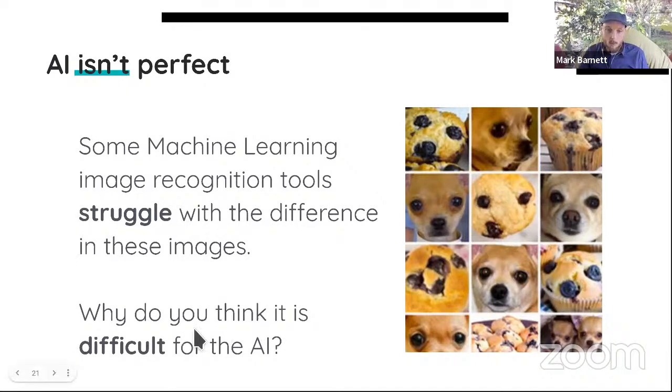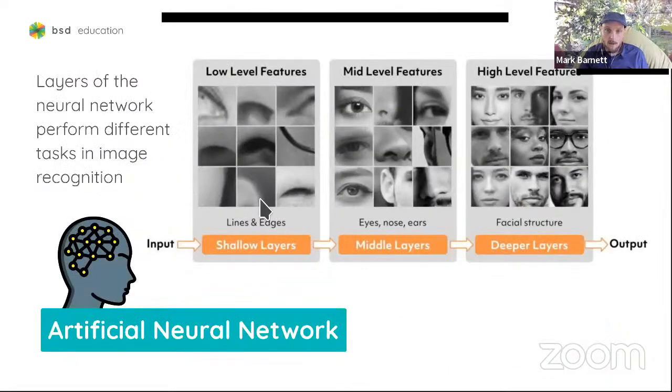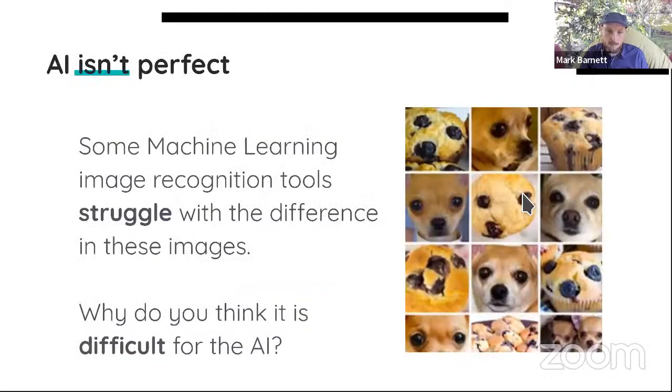So the question is, why do you think it was difficult for the AI to differentiate these images? Well, it's because the similarities are striking, especially this one. These other ones not so much. Maybe that one, maybe this one, but this one for sure. It's very similar. If all the AI is doing is looking for lines, edges, eyes, nose, ears, and facial structure, then to the AI, that's definitely a Chihuahua.